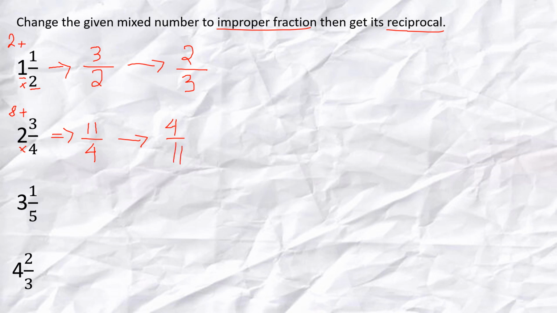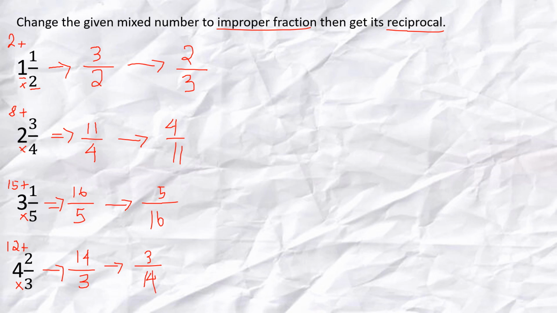Next, 3 and 1/5. So 5 times 3, 15. 15 plus 1 is 16. 16 over the denominator, which is 5. The reciprocal is 5 over 16. And then lastly, we have 4 and 2/3. So 3 times 4 is 12. 12 plus 2 is 14, and then copy the denominator 3, then flip it, so we have 3 over 14.